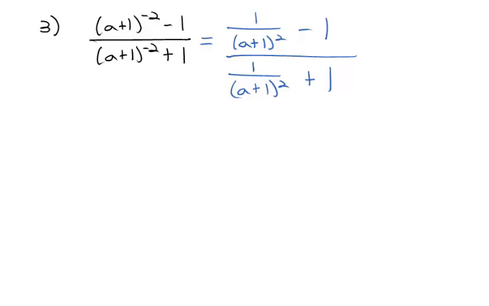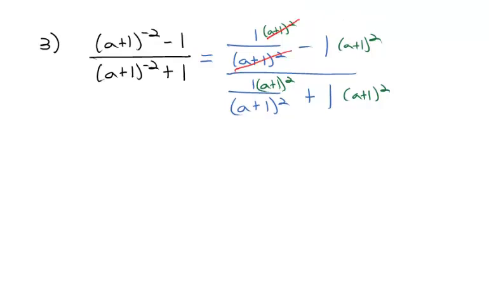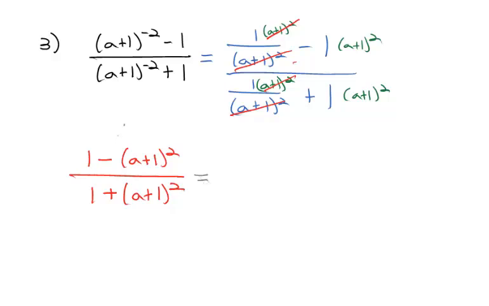The only denominator we have to work with is the a plus 1 squared. So we'll multiply by a plus 1 squared, a plus 1 squared, a plus 1 squared, and a plus 1 squared. Again, notice we also multiplied the 1's. The a plus 1 squareds divide out quite nicely, leaving behind 1 minus a plus 1 squared all over 1 plus a plus 1 squared. Be careful of that negative when we distribute it through. It's going to change sign.